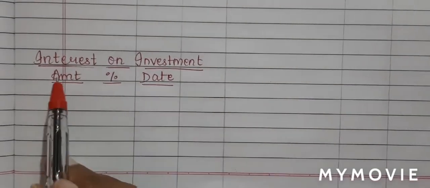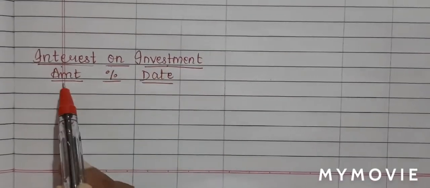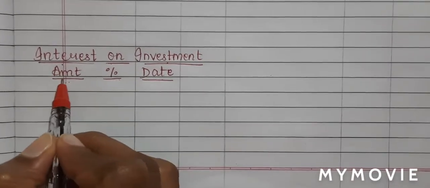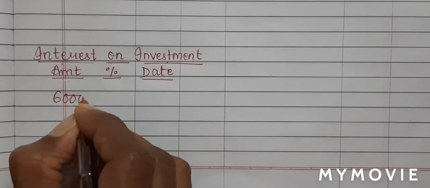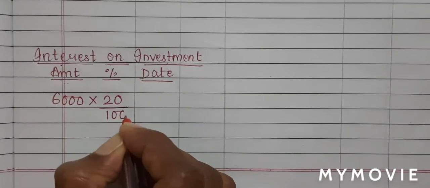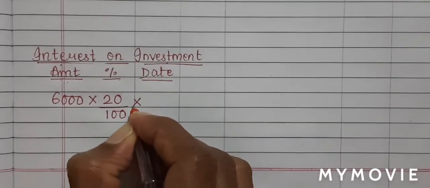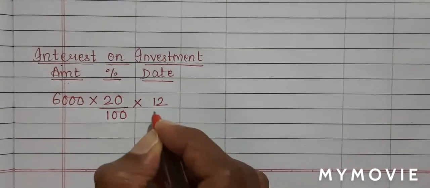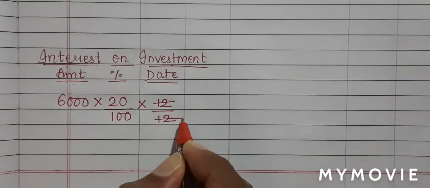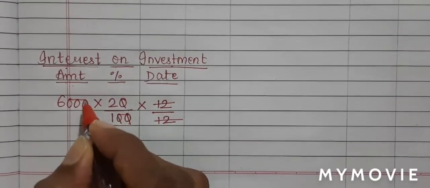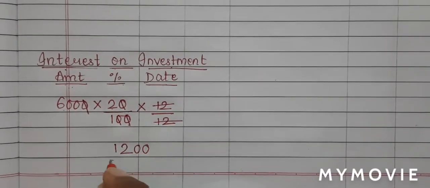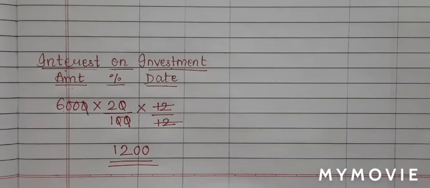For calculation of interest on investment, you require 3 things: amount, percentage and date. The amount for investment was rupees 6,000. They have asked us to calculate at 20%, so 20 upon 100. The investment was purchased in the month of April, which means full year, so I'll write 12 upon 12. I can now do my calculation. 12 and 12 cancel. 0 and 0, 0 and 0. 600 into 2 will give me 1200. So this is my interest on investment.